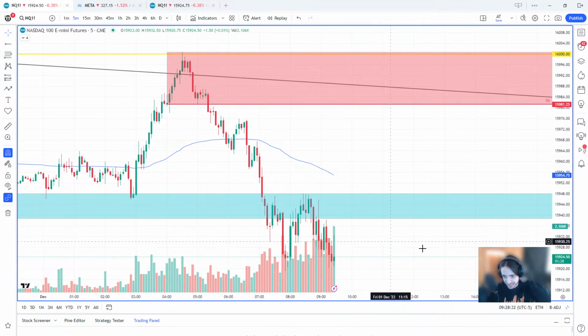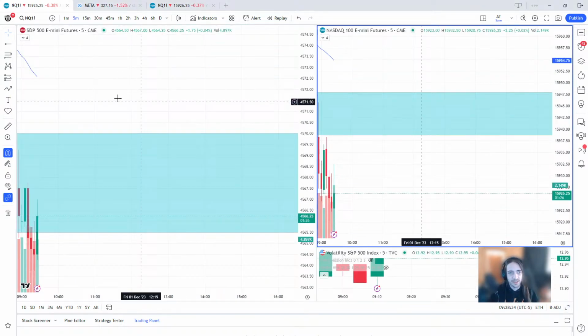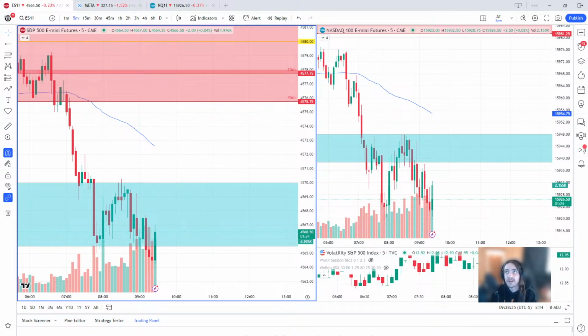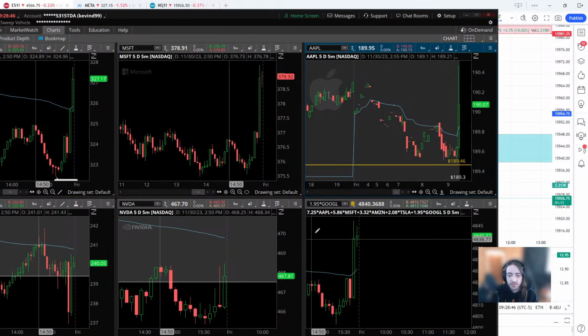Today we're just going to be going over NASDAQ and S&P 500. I do have my equities with me as well, always keeping an eye on those. The trick I wanted to go over with you guys is this weighted index trick on Thinkorswim.